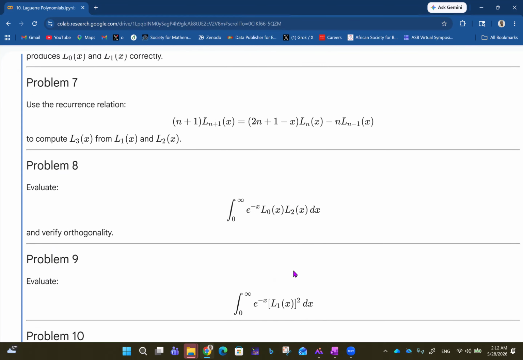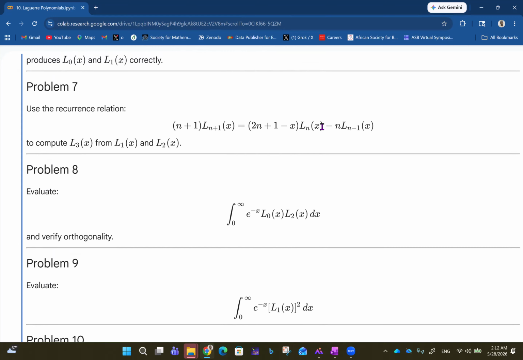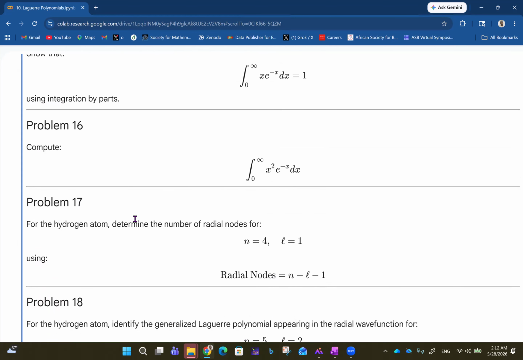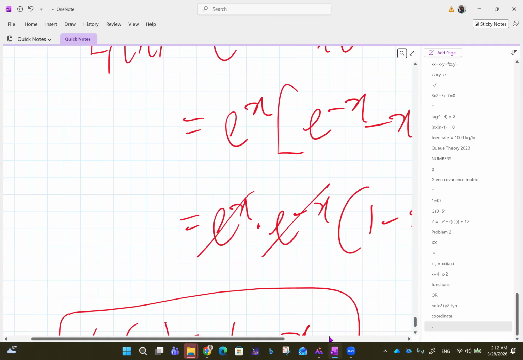So see problem 7. Use the recurrence relation to compute L3 of x from L1 of x and L2 of x. And then problem 17: for the hydrogen atom, determine the number of radial nodes for n equals 4, l equals 1, using radial nodes equal to n minus l minus 1. Okay, that looks pretty straight to the point. So let's go on and deal with this.